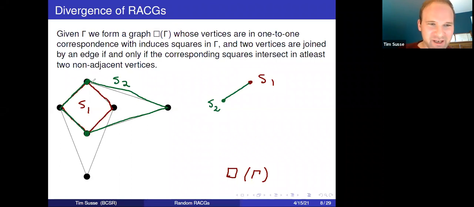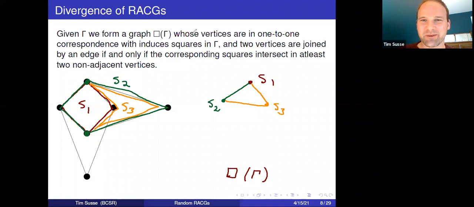And then because we've got a complete bipartite graph here, we have a third square that intersects both S1 and S2 along that diagonal. So we've got another square S3 in there, and S3 is joined to both S1 and S2. And we're not quite done yet. We've got some more squares to work with.